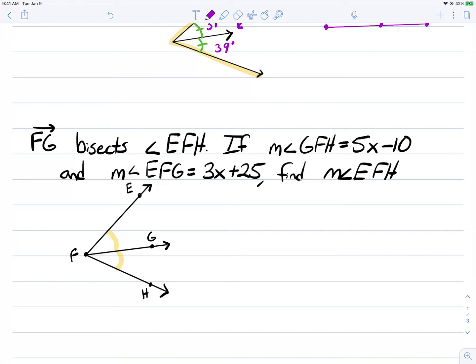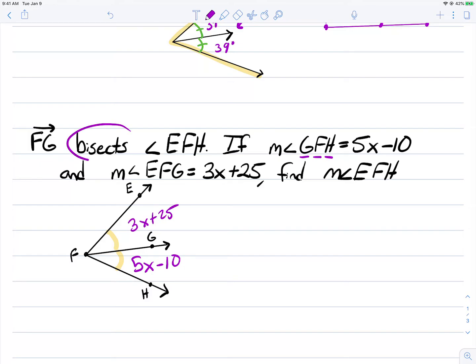If the measure of angle GFH equals 5x plus 10, so if I go in order from G to F to H, that's this bottom angle here, I'm going to label it. It is 5x minus 10. And the measure of angle EFG, which is the top one from E to F to G, is 3x plus 25. Find the measure of angle EFH.